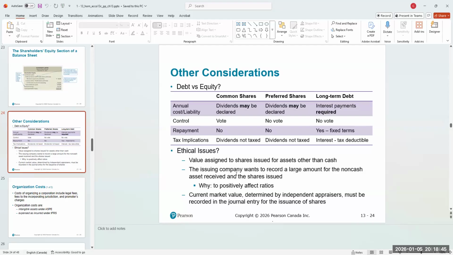How about preferred shares? One option was common shares. Let's see the second option. The second option is preferred shares.